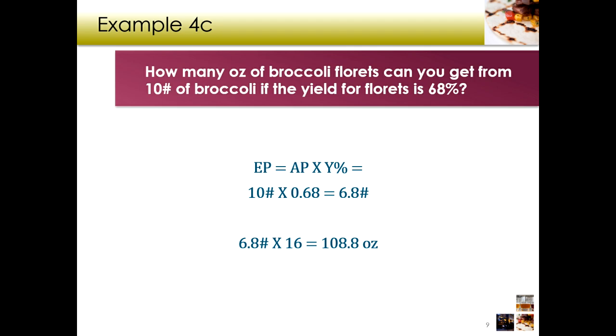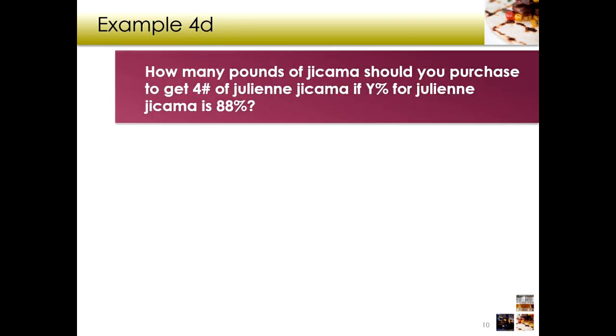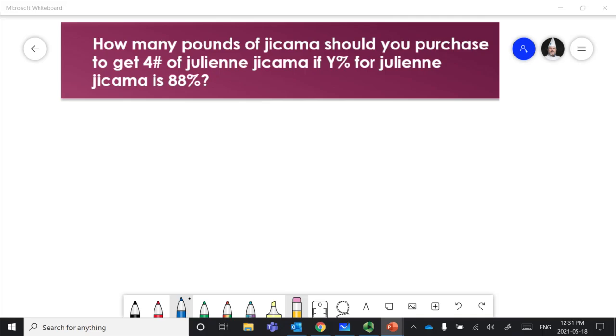Right? So the next example I have is: how many pounds of jicama should you purchase to get 4 pounds of julienne jicama if the yield percentage for julienne jicama is 88%? So again, this is a great example of how we can use the percentage to determine how much we need to order or have on hand, right? So again, first thing I want to do is identify what I've got. So I've got our yield percentage. That's a pretty easy one to figure out, right?